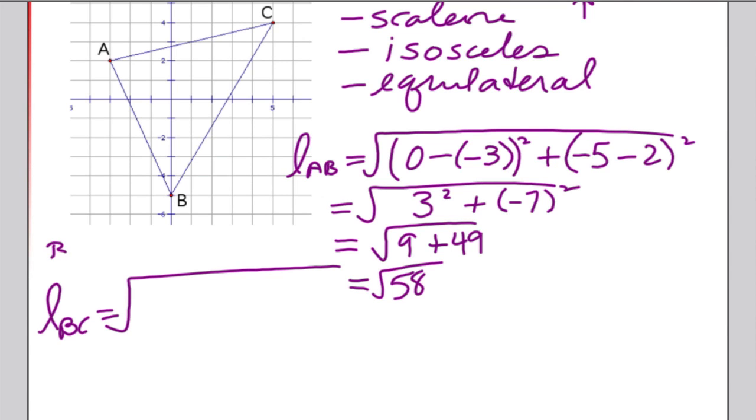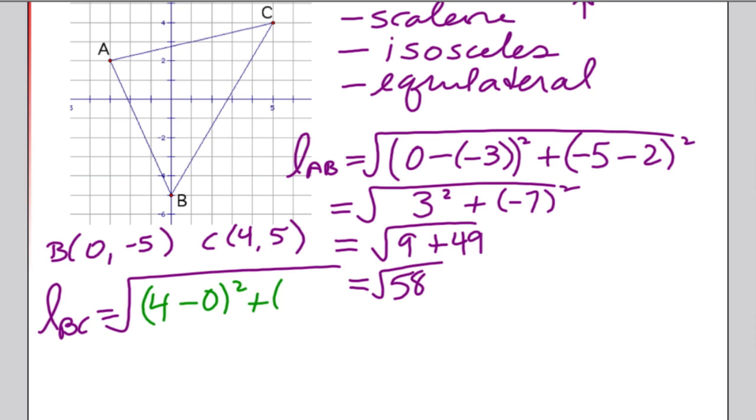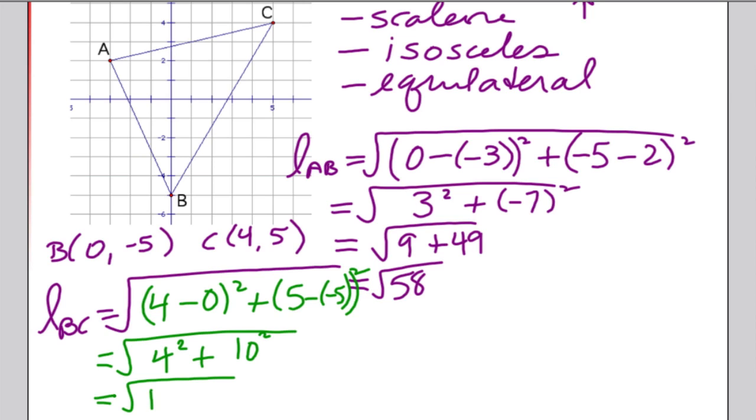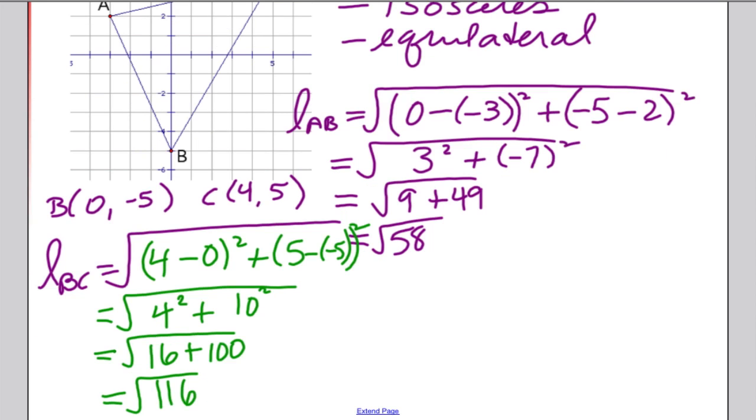Ordered pair B was 0, negative 5, and C was 4, 5. So I'm going to subtract 4 minus 0 and 5 minus negative 5, squared. 4 minus 0 is 4 squared, and 5 minus negative 5 is 5 plus 5, that's 10 squared, which is 100. So we have 16 plus 100, and we're going to find that that is the square root of 116. The first 2 sides are not the same, so it's looking like it might be a scalene triangle. We don't know yet. We still need to find the length of AC.